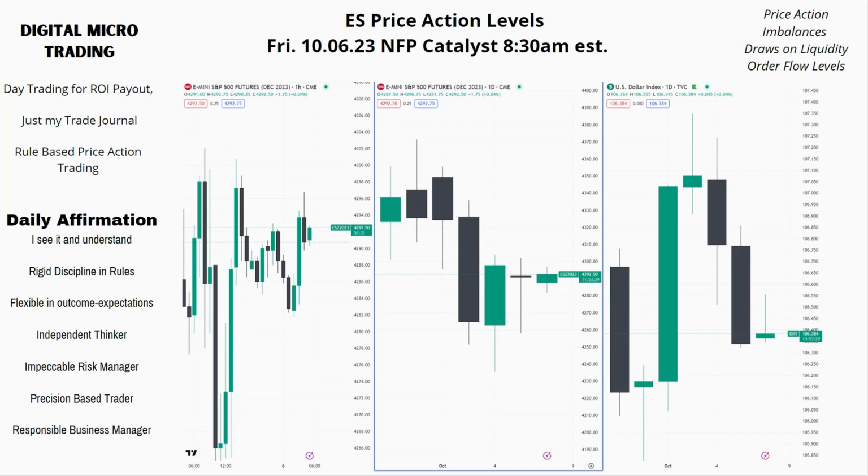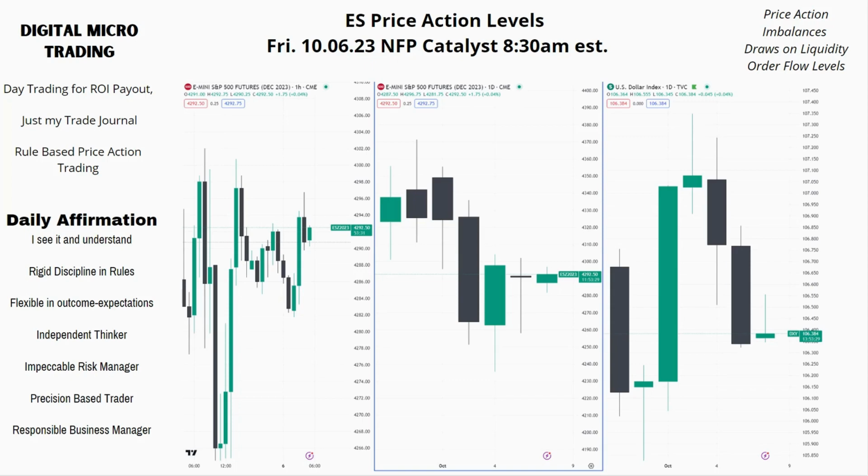And here we are, ES price action levels, Friday, October 6, 2023, non-farm payroll catalyst, 8:30 a.m. Eastern Standard Time. This is the big catalyst of the week. On the left, I've got the 60-minute ES Mini. In the middle, the 24-hour. You can see it's in consolidation mode, and the dollar has stopped the decline. We're static right here. So let's get to the next chart.